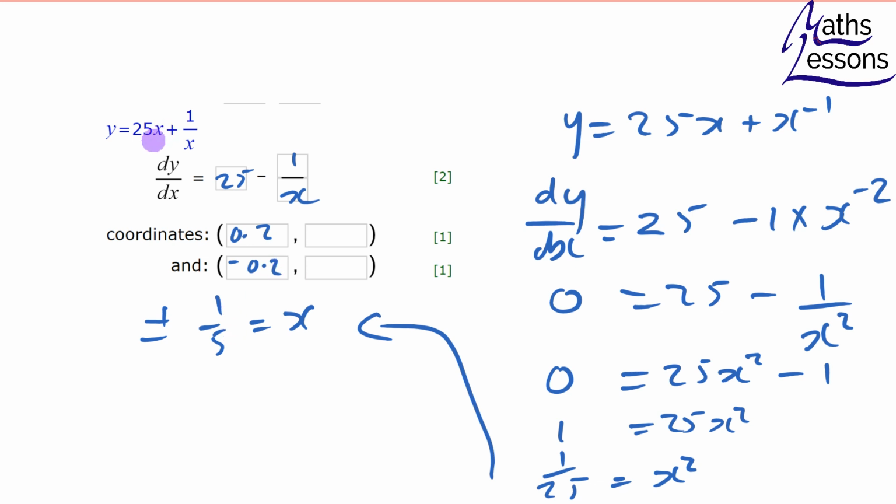Put those in. So I'm going to get 0.2, plus 1/5 of 25 is 5, plus 1 divided by 0.2 is also 5, so that gives me 10. And put minus 1/5 in, so I'm going to get minus 5, and I get another minus 5, so that gives me minus 10. And that is my answer to that.